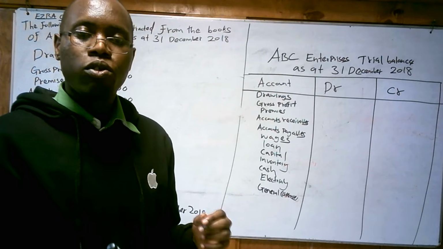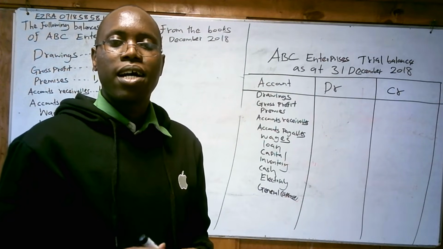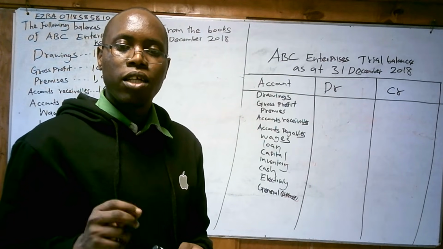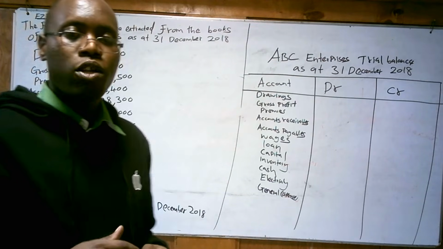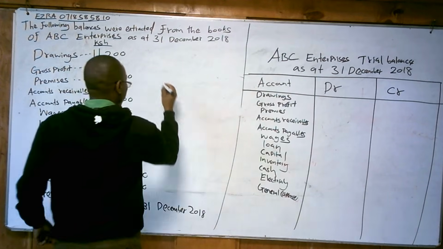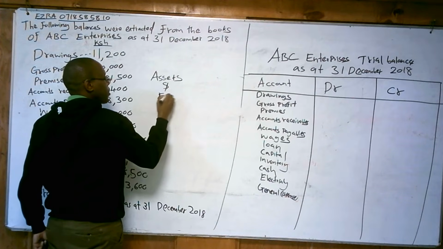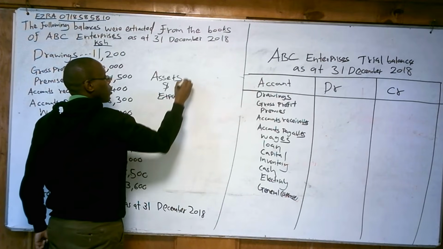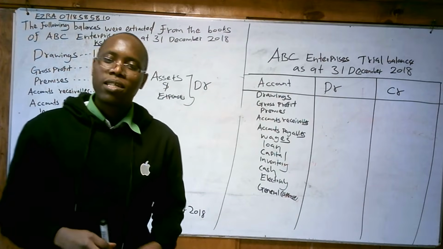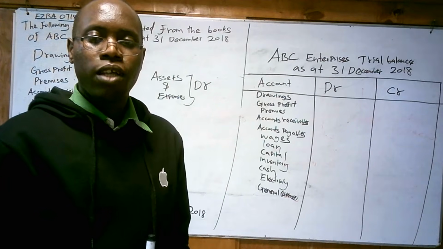So on the debit side of the trial balance, we record assets and expenses. We are going to record those particular assets and expenses. So maybe I can write it here: assets and expenses, we are going to record them on the debit side. So if it's an asset or an expense, it will appear on the debit side of that trial balance.